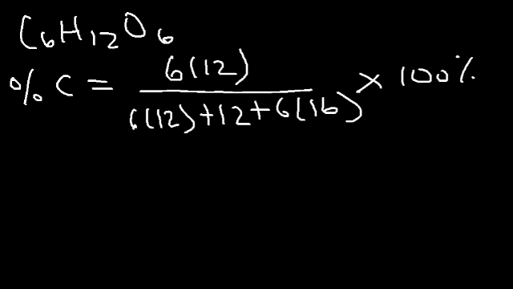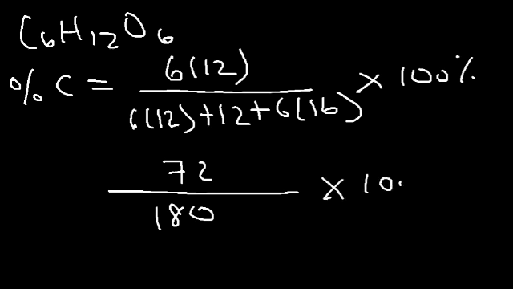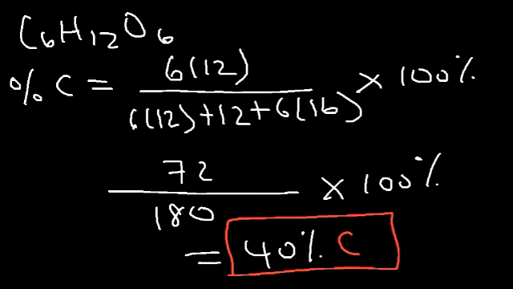So the 6 carbon atoms have a molar mass of 72. The molar mass of the entire compound is 180. And so now we just have to type these numbers in the calculator. And so it's 40% by mass for carbon. So now you know how to find the mass percent of an element within a compound.